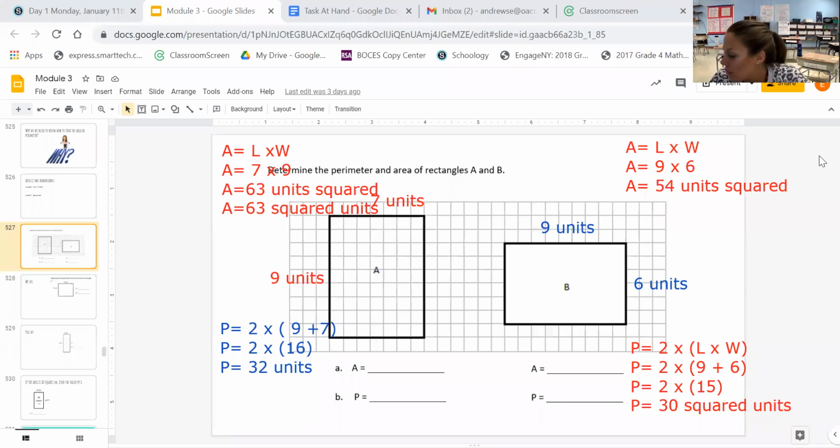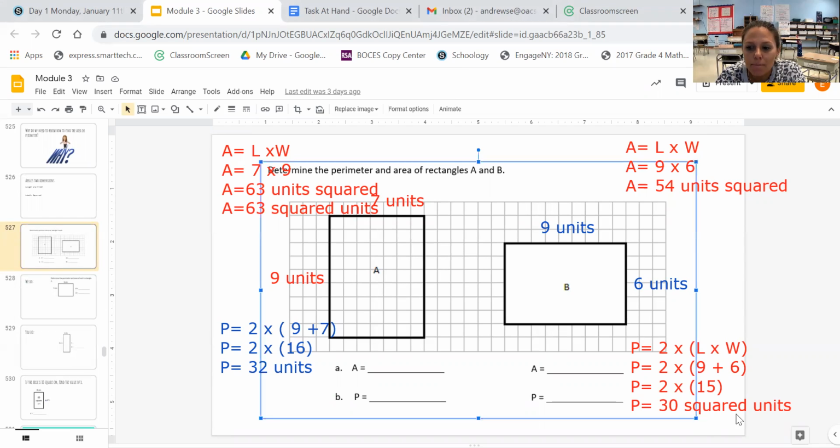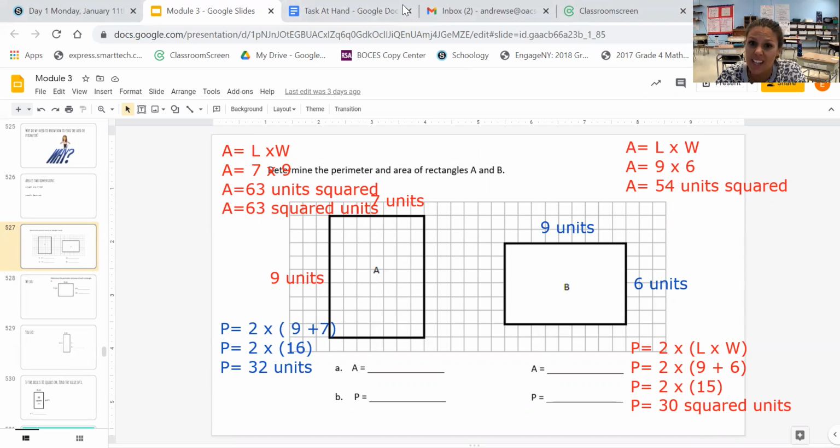All right, friends, thanks for trying that one on your own. Once you found your measurements for the sides, then you were able to find the area. Oh, Mrs. Andrews, look what she did. I wrote for my perimeter squared units, and that is so not true. So let me fix that. It's just units. I'm going to cross this off, because it's the perimeter.